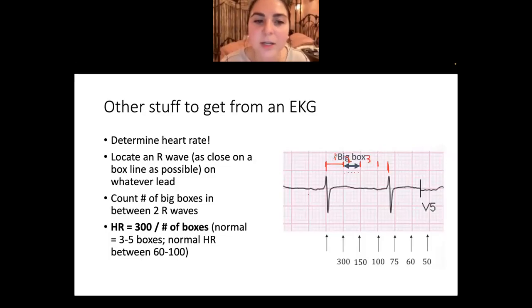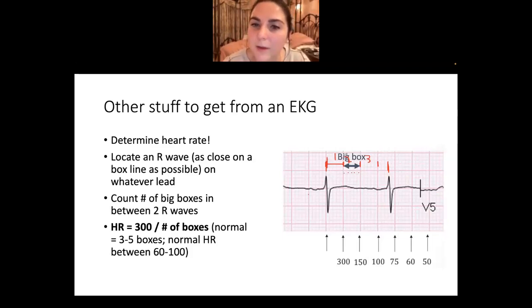And then you do 300 divided by how many of these boxes there are. So it would be 300 divided by 3, almost 4, and then that's your heart rate. Normal heart rate is 60 to 100. So if you're between 3 and 5 of these big boxes, you know that the patient has a normal heart rate. And you'll see with tachycardia, they're going to be a lot closer together.